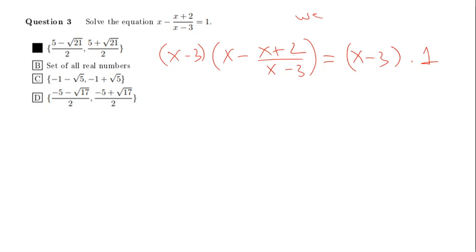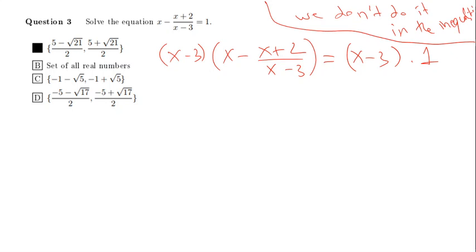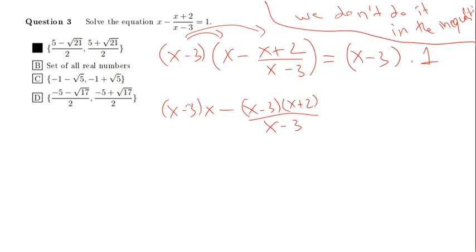We don't do it in inequalities. Okay, there's a difference between inequality and equality. Anyway, we multiply them. You get x minus 3 times x, and x minus 3 times x plus 2 divided by x minus 3.